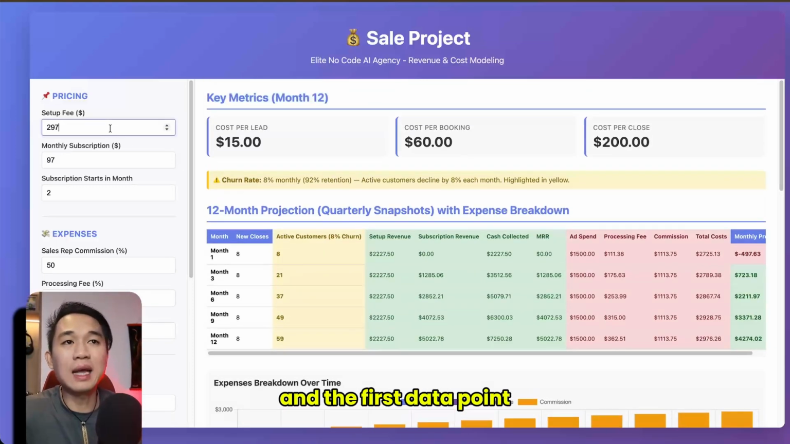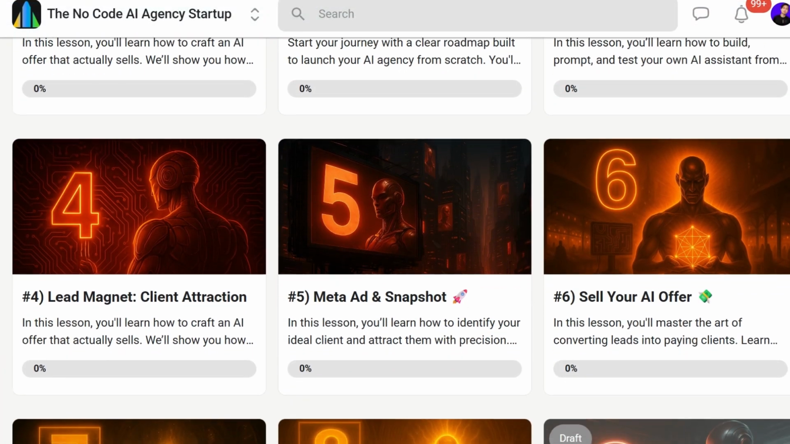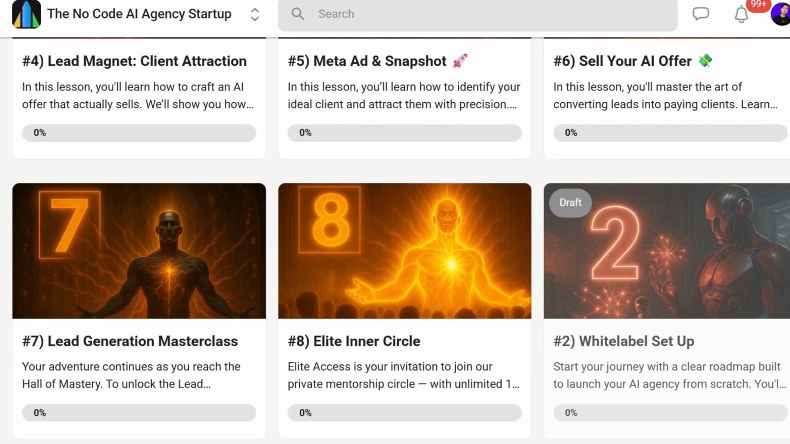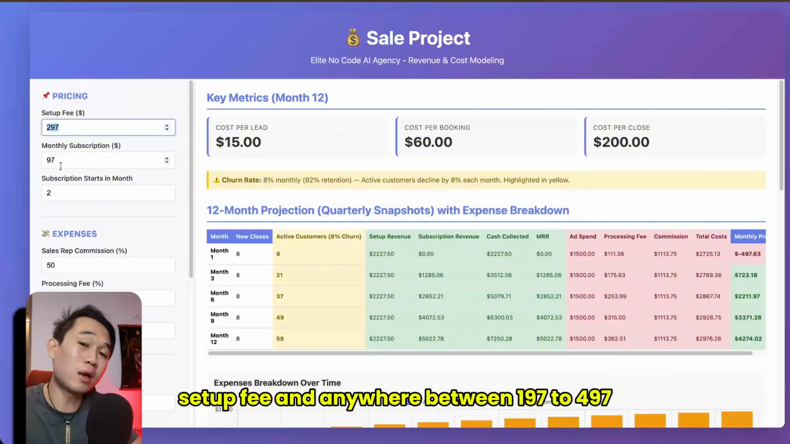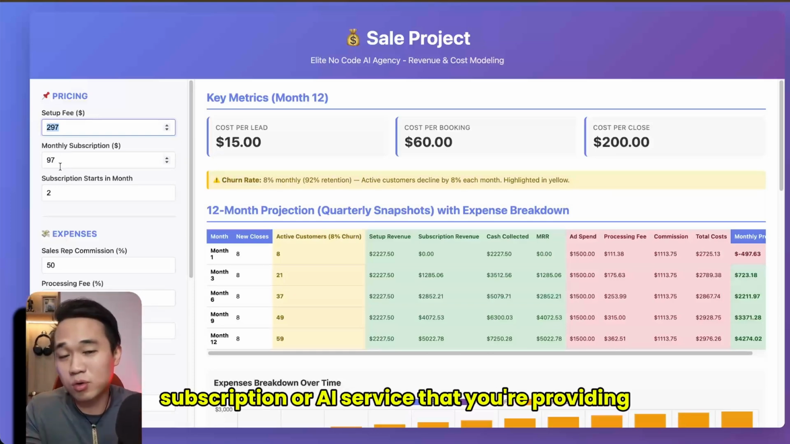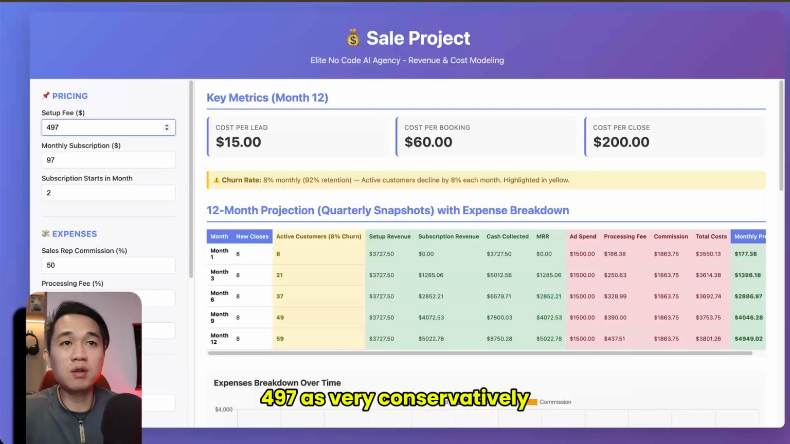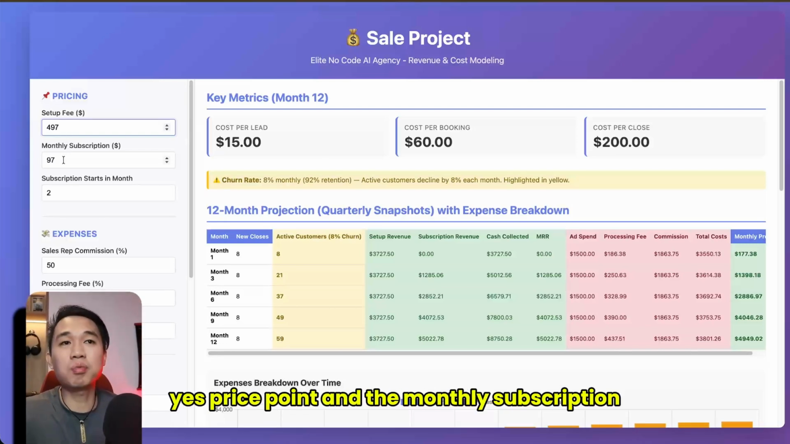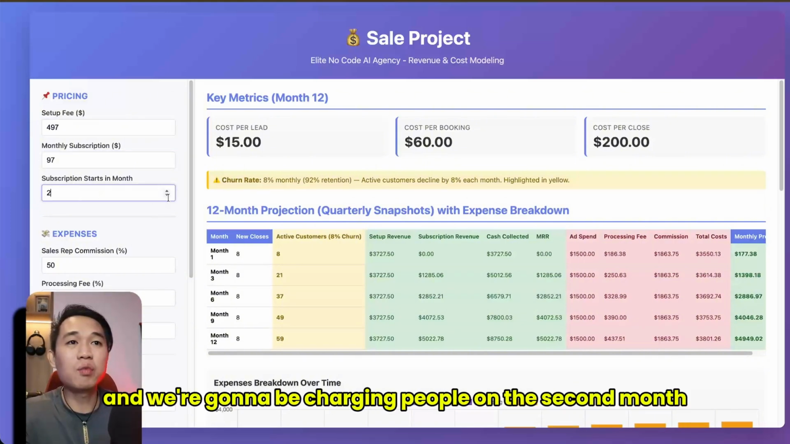The first data point and the first input is your setup fee. If you have gone through our no-code SaaS AI agency course, we always recommend charging anywhere between 1 to 3K as a one-time setup fee, and anywhere between $197 to $497, which is $200 to $500, to maintain whatever software subscription or AI service you're providing. Let's just put this number at $497, very conservatively. I'm charging people $500 to set up. Very easy price point. And the monthly subscription, we're gonna keep it at $97, and we're gonna be charging people in the second month.